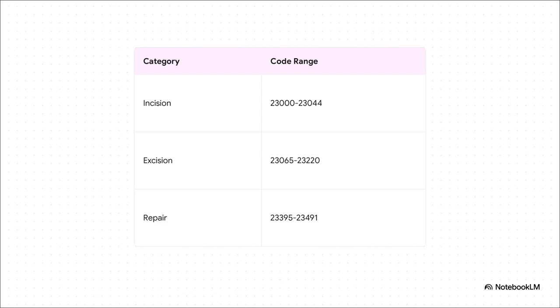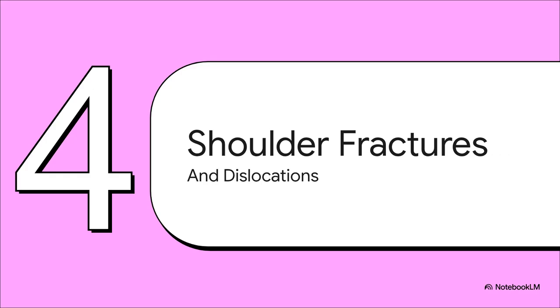This CPT book is honestly a lifesaver here because it logically organizes all these open shoulder procedures into distinct buckets. It's so structured. First, you've got incisions. That's just cutting into the shoulder to drain fluid or pull out a foreign object. Then excisions, cutting something out entirely, like a cyst or a bone tumor. And finally, repairs and reconstructions, like fixing that rotator cuff we just talked about. My advice? Always let the bold headings in the book guide you to the right neighborhood before you even start hunting for specific codes. Section 4, shoulder fractures and dislocations.